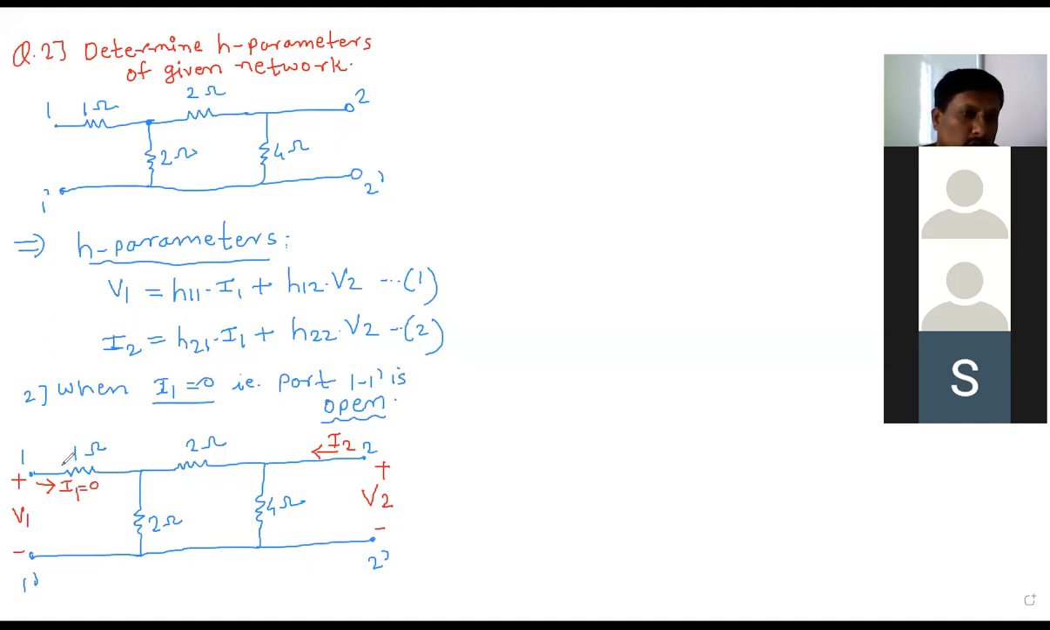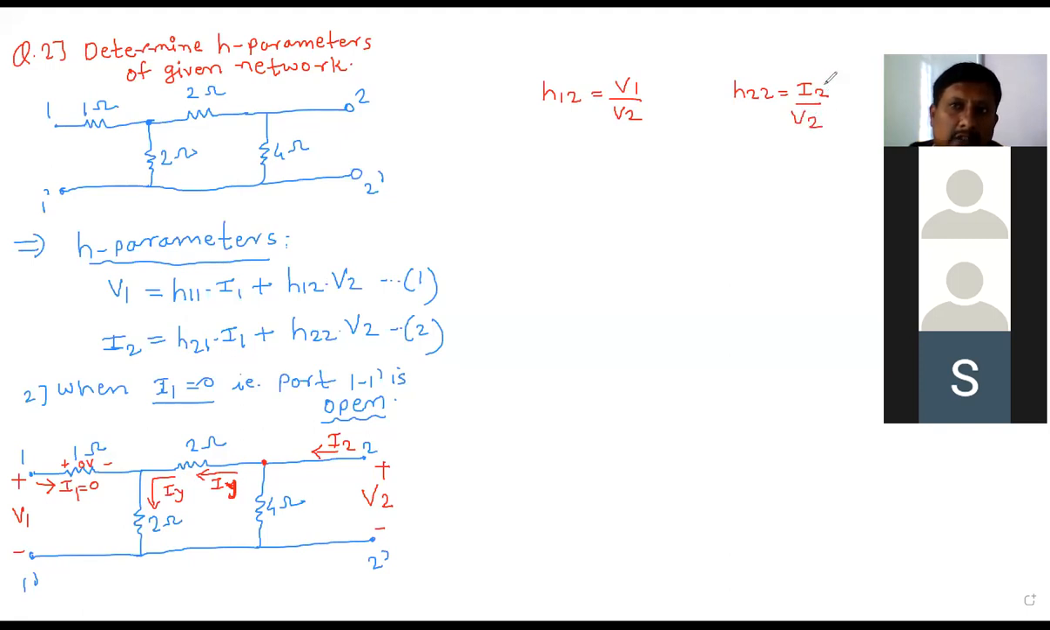If I1 equal to 0, the voltage drop across 1 ohm will be 0 volt. That means I1 is not there, and I2 gets divided here, and this current we can take as Ix, sorry, Ix we have already taken. This current is IY and that same current will flow through this 2 also. Okay, so we can start now. When I1 equal to 0, you put it in equation number 1 and 2, and you will get H12 and H22. So H12 formula will be V1 upon V2 and H22 will be I2 upon V2.